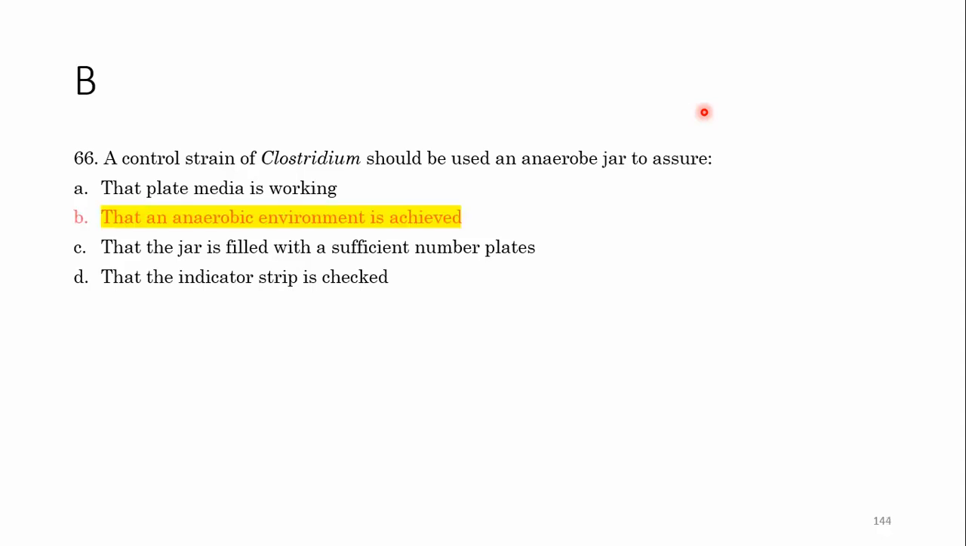The correct answer is letter B. As a form of quality control, we use a strain of Clostridium to ensure that the gas pack jar has already achieved anaerobiosis. 66, letter B.